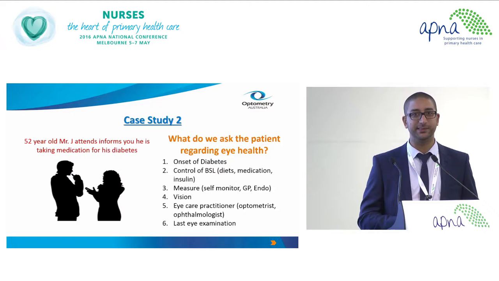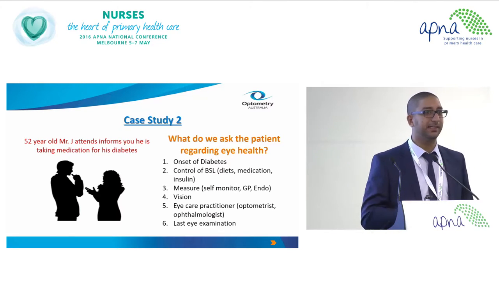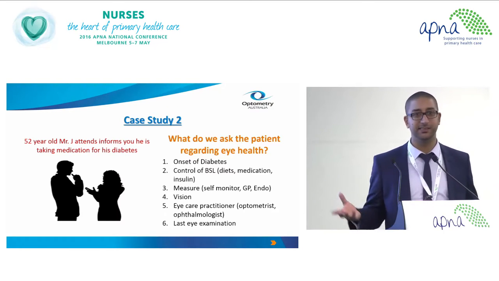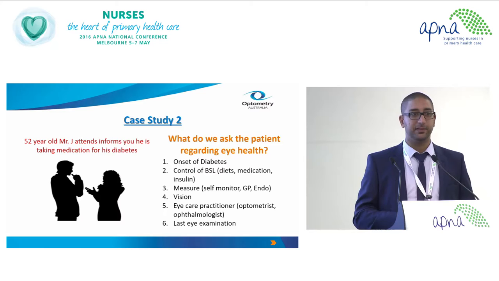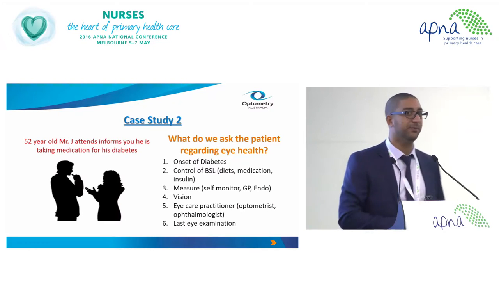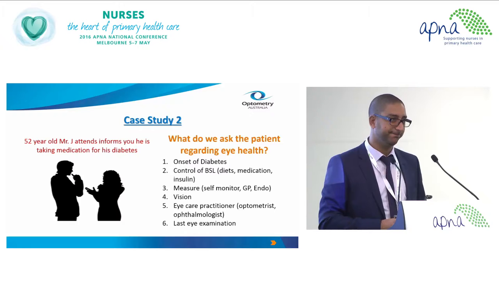Okay, just some of the ones. And like I said, I'm realistic. I know that there's six things up there that some of them you'll ask, some of them you'll never ask, some of them you'll remember to ask sometimes. That's the nature of the business. But the more people we can remember, particularly things like number six, number four, they're probably the two that you want to remember the most in terms of the eye. What's your vision like? When was your last eye test?